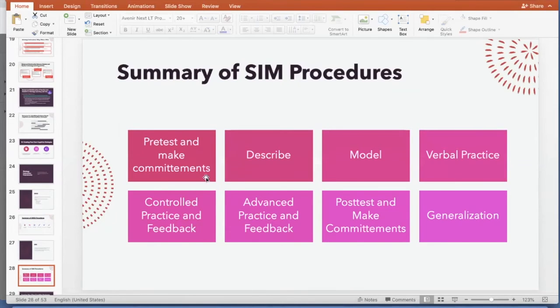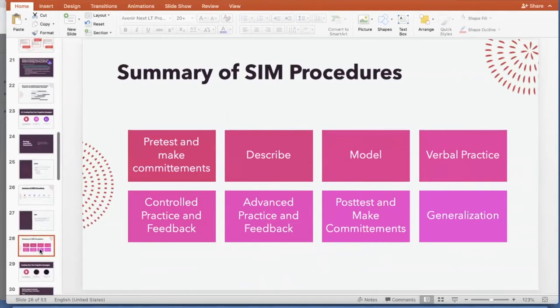First, you pre-test and make commitments. Make commitments is about goal setting. You describe the strategy for students, model, do verbal practice, do more practice with feedback, do more practice with feedback, post-test and make commitments. So again, this is about goal setting, checking on whether students have met their goals, and then work on generalization, or students' ability to transfer the strategy to new contexts, new situations, new problems.